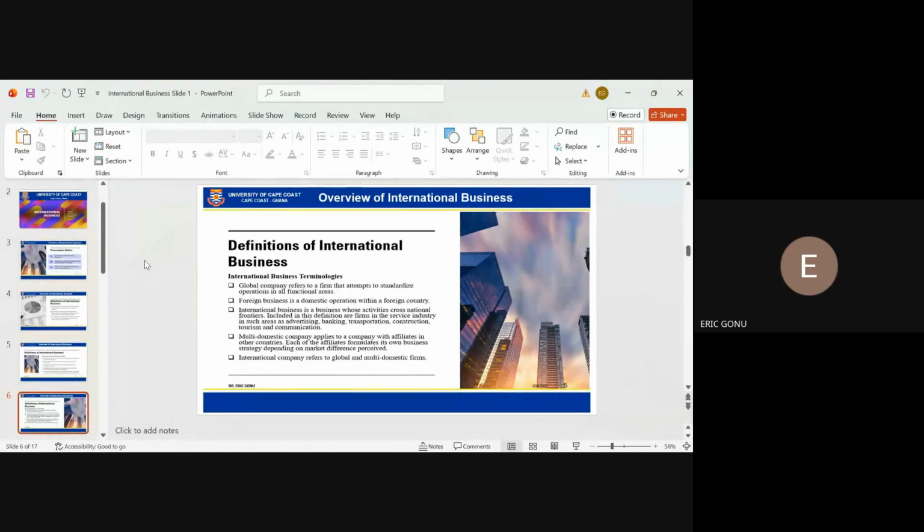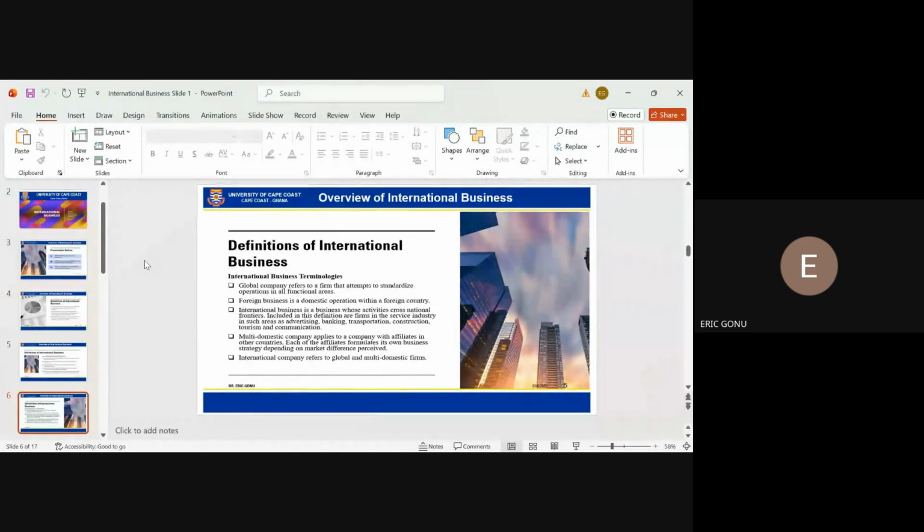Now let's look at the second terminology, foreign business. It's a domestic operation within a foreign country. For example, Vortic is from Ghana here. Now if Vortic moves its operation to, let's say, Burkina or Niger, Vortic becomes a foreign business. So it's a domestic operation within a foreign country.